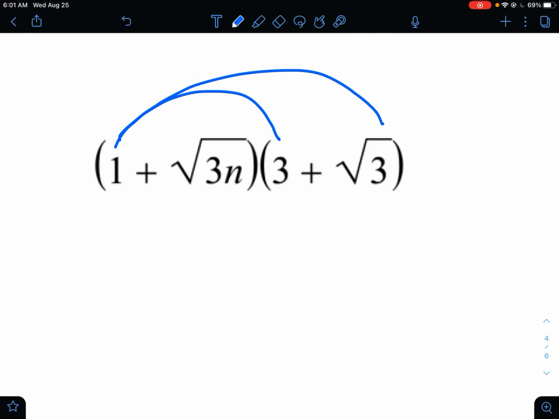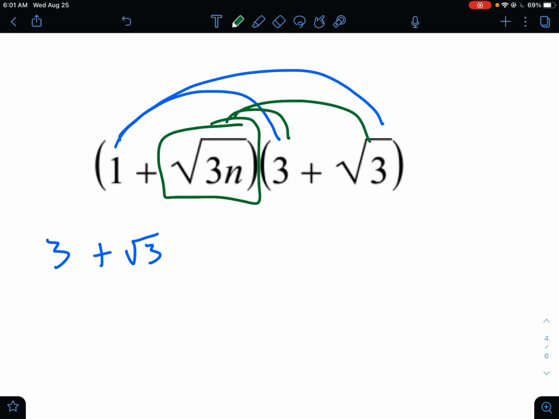I'm going to write that over here on the left side. So I got 1 times 3, which is going to give me 3. And then I got 1 times root 3, so it's going to be plus 1 root 3, which is just root 3. And then I'm going to switch colors here. I got root 3n, and it's multiplying both of these. Root 3n times 3 is going to be 3 root 3n. And then root 3n times root 3 is going to give me root 9n, because the 3 and the 3 multiply together to make 9. So that's my first line here.